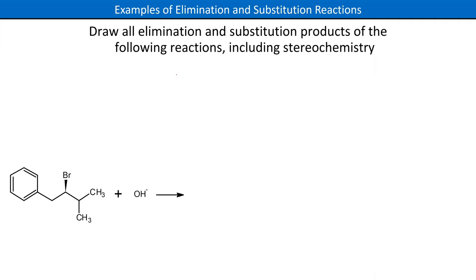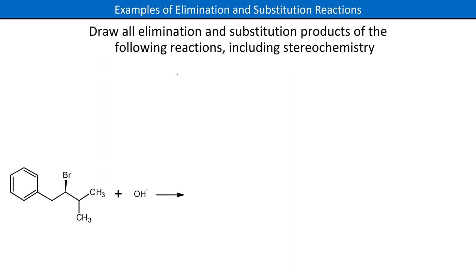So the brute force approach to me writing questions for these is this: draw all elimination and substitution products of this reaction. Period. So all your E1, all your E2, all your SN1, all your SN2. Watch out for rearrangements for some of them. There could be a whole bunch of possibilities here. In fact, you might fill up an entire page just with products. And you have four possible mechanisms. If I write the question properly, there's a lot of possible products you could get.